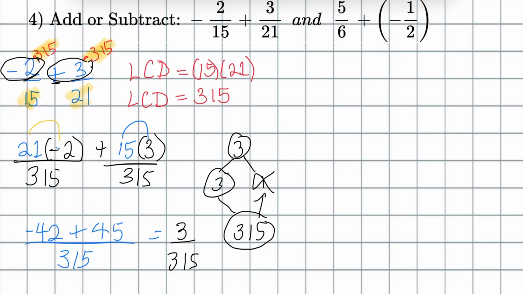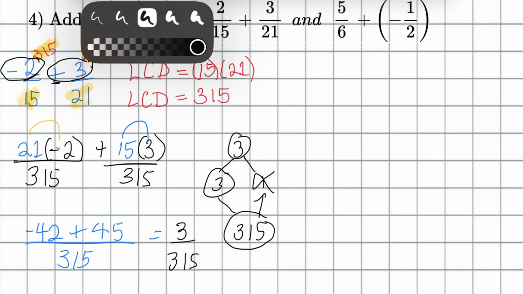315 by 3. I almost made a mistake. I put a 5. So you've got to be careful. That's going to be 1 of 5, and your answer is going to be a fraction.